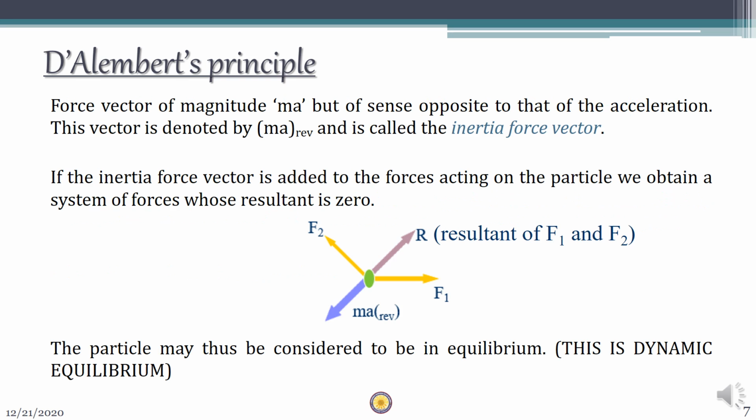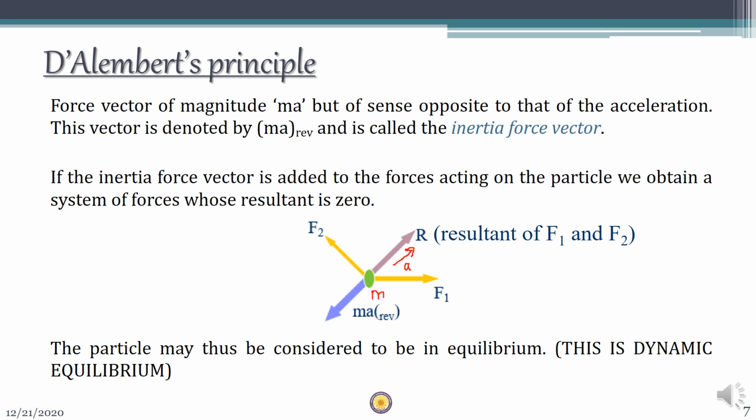So now let's see that. Let's say there is a body of mass m which is applied with two forces F1 and F2, which have a resultant R. So when the resultant force R acts on the body of mass m, the body will tend to move along the direction of the resultant, let's say with an acceleration a.